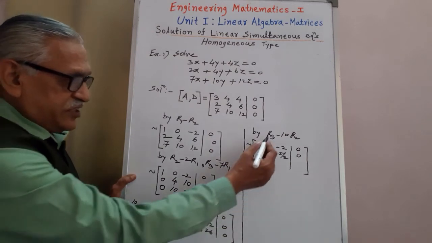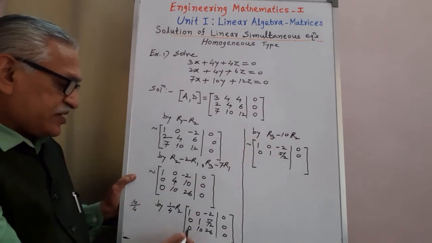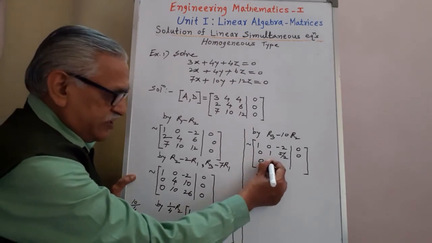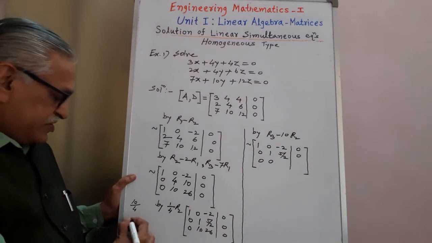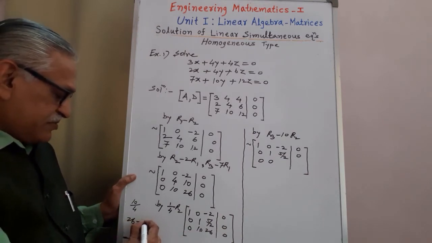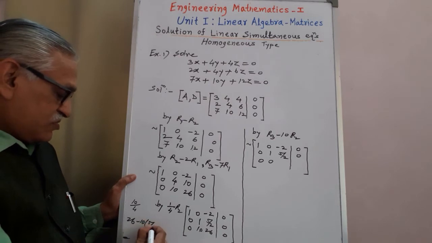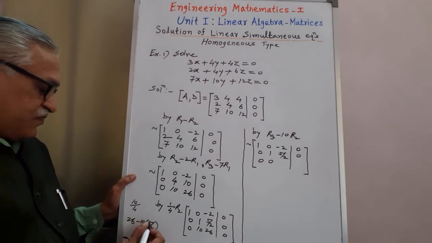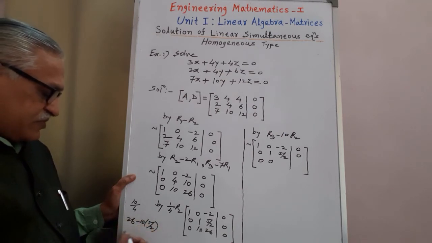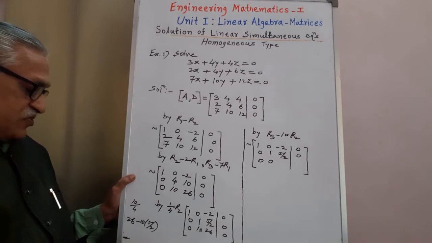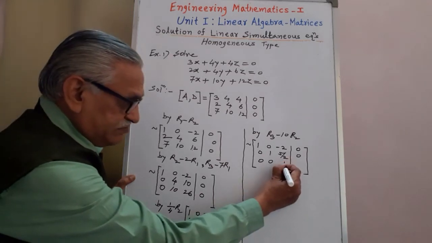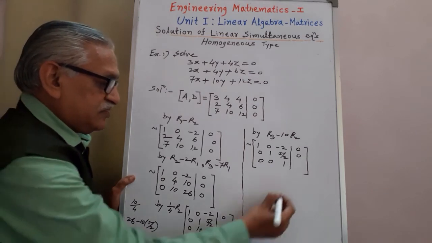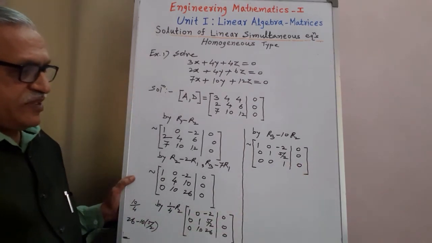Third row changes are by that. 0 minus 10 times 0, we get 0. 10 minus 10 times 1, 10 minus 10, we get 0 here. 26 minus 10 times 5 by 2. Okay, 2 5s are 10, 5 5s are 25. 26 minus 25, we get 1. And 0 minus 10 times 0, we get 0 here.